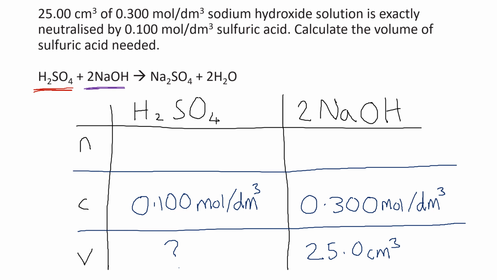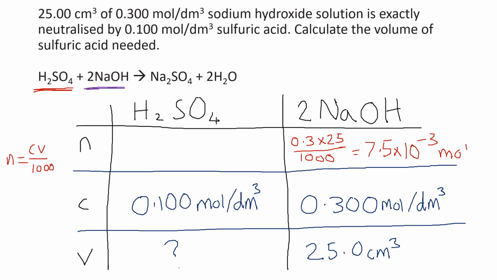So we start off in exactly the same way. N equals C times V over 1,000. So that's your 0.3 times 25 over 1,000. And that comes out as 7.5 times 10 to the -3 moles of the NaOH.